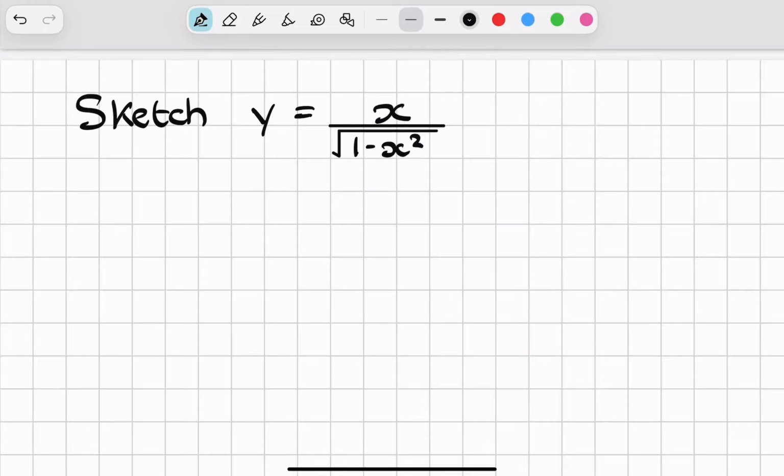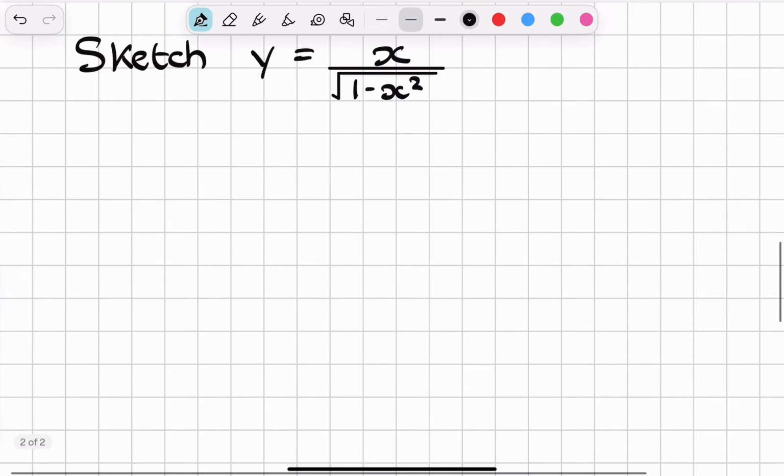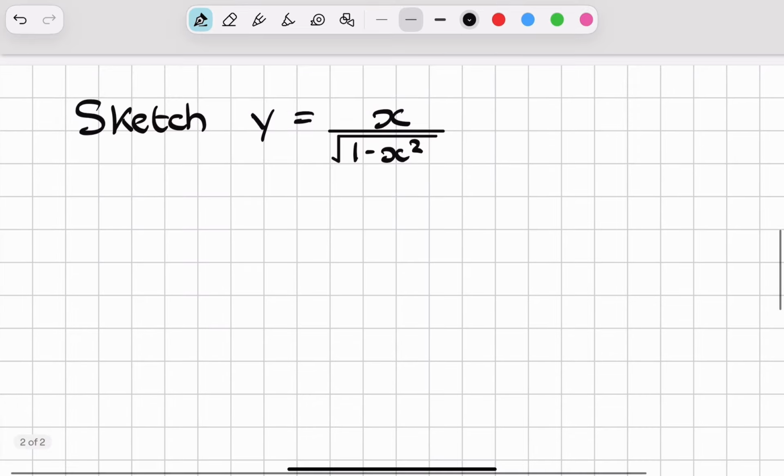Today we have the following task: to sketch y equals x all over root 1 minus x squared. So the first thing I'd consider is our domain. We know that a denominator cannot be less than 0, neither can it be equal to 0.